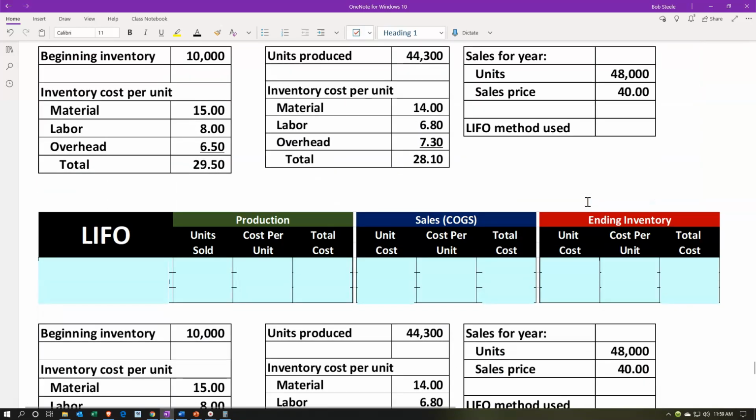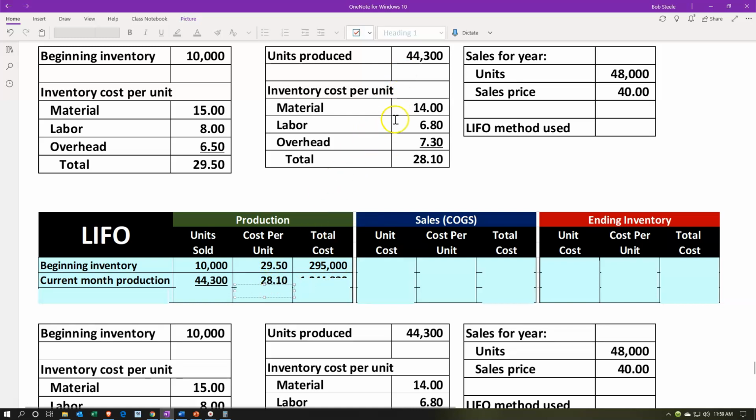So then if we go down to our LIFO calculations, we're going to say then beginning inventory, we had 10,000 units. Those cost the $29.50. And if we multiply the 10,000 times the $29.50, we get that $295,000. Then we're going to be producing more units, those being the 44,300 units. Those cost us the $28.10, the 14, the 6.80, the 7.30. This being less than the prior units, so we have declining cost.